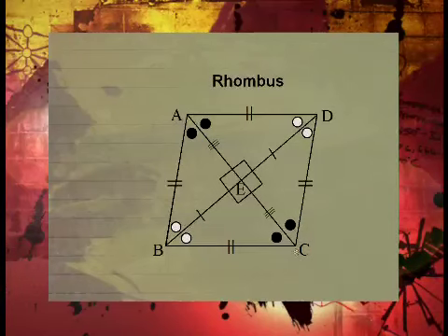Then you've got a rhombus. This is like a little square that's tilted, and all the angles are equal, etc. You've got all the sides being equal as well in the rhombus. The diagonals bisect each other at right angles. Opposite sides are equal, likewise with the angles.